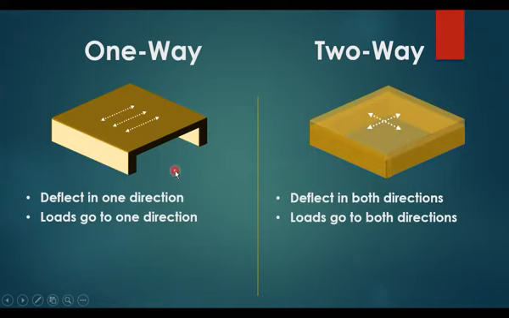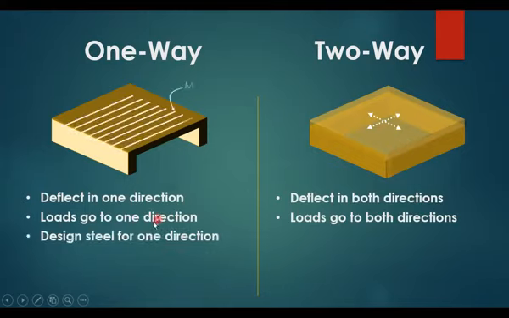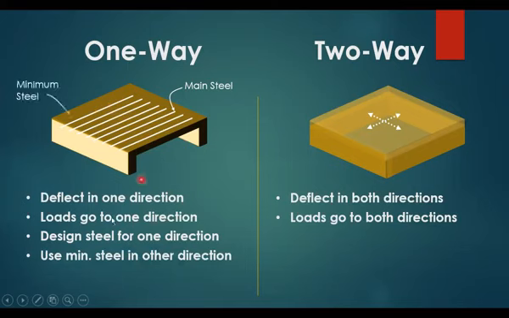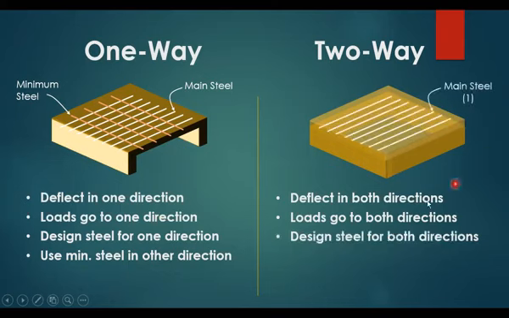In one-way solid slabs, we design for main steel reinforcement in one direction only. And in the other direction, we use minimum steel reinforcement without design. We just have to satisfy the code requirement for minimum steel reinforcement. However, for two-way slabs, you have to design for both directions.